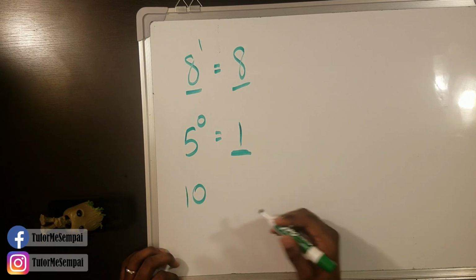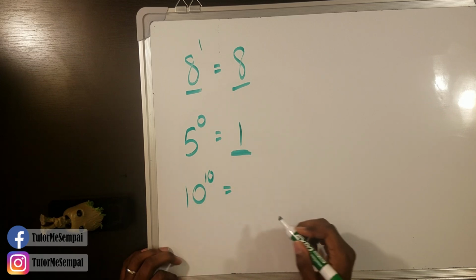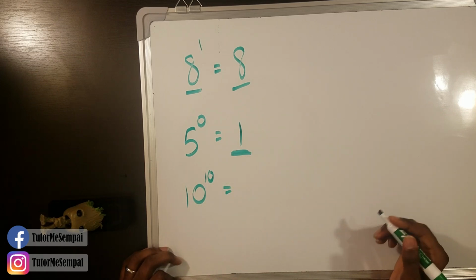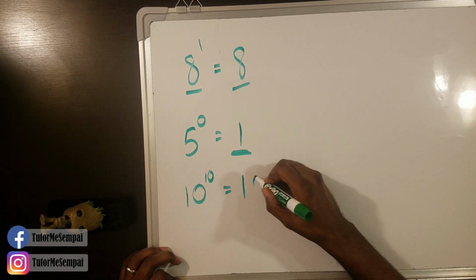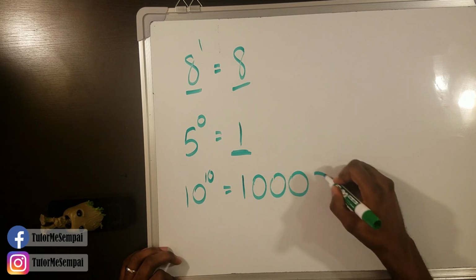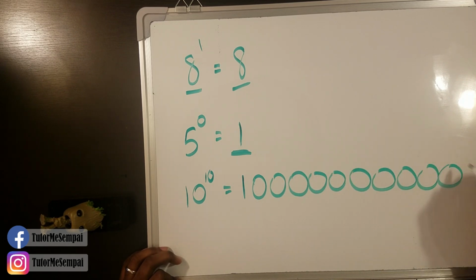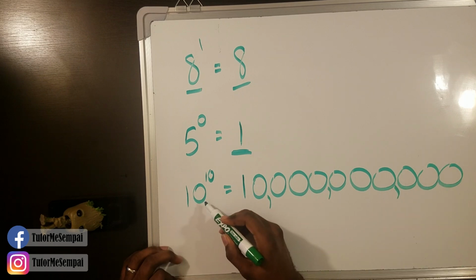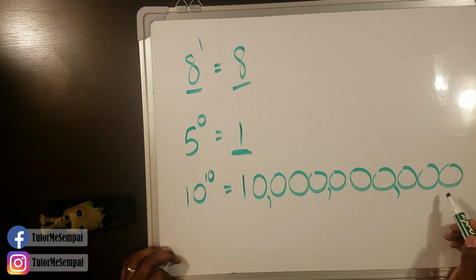So for one more quick example, 10 to the 10th power, that's a lot of tens. You don't want to write that out every time. So what we'll do is we'll write the 1 and then we'll write 10 zeros. 1, 2, 3, 4, 5, 6, 7, 8, 9, 10. As long as you have a base of 10, whatever the exponent is, that's going to be how many zeros we're going to be putting after it.